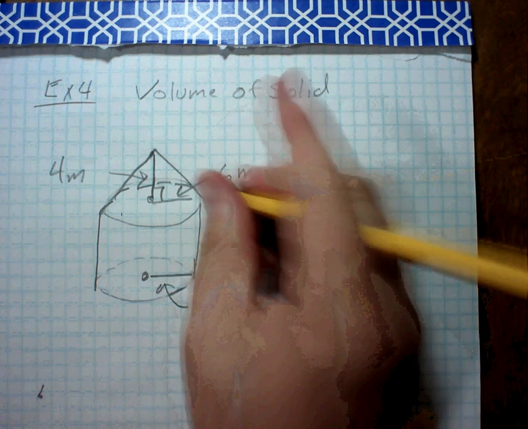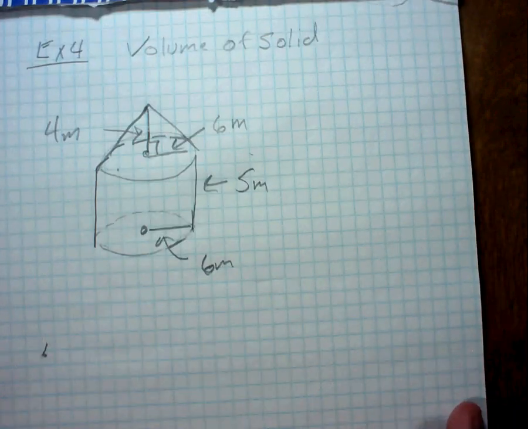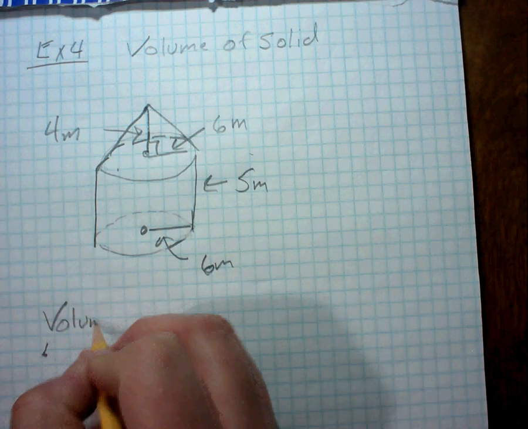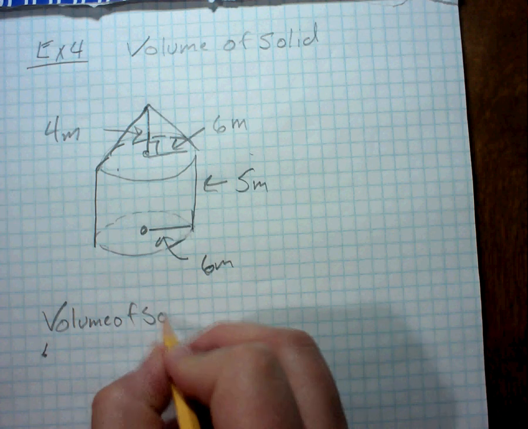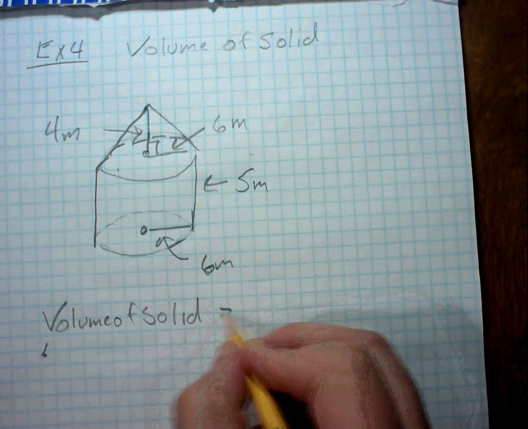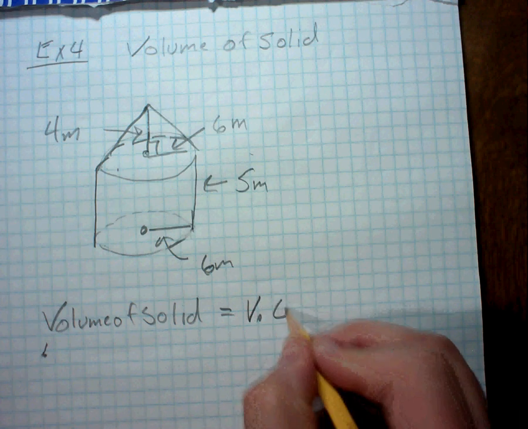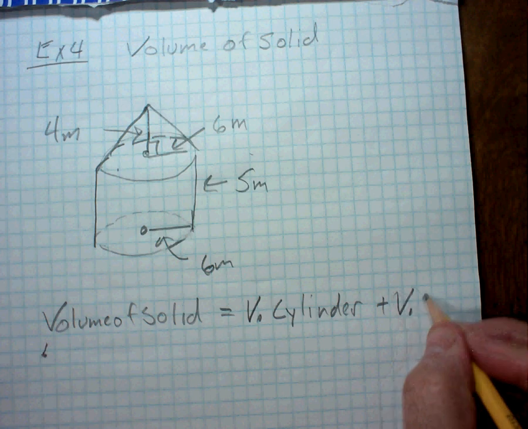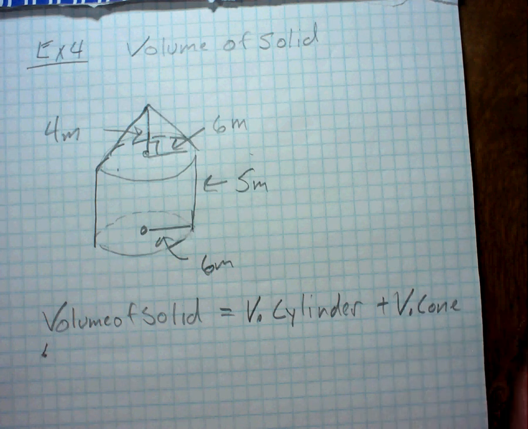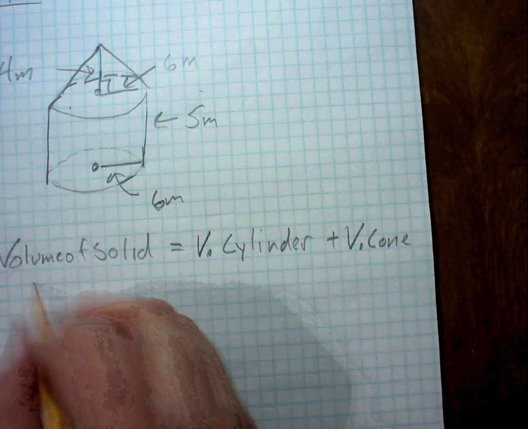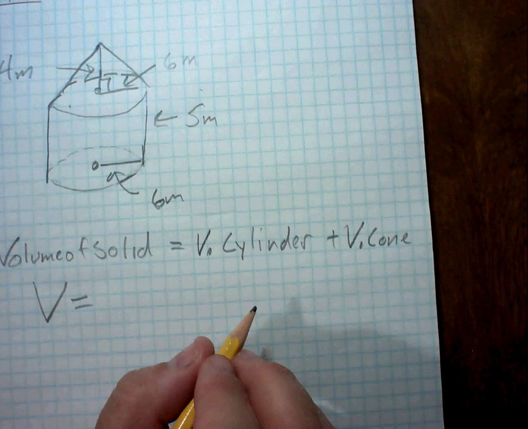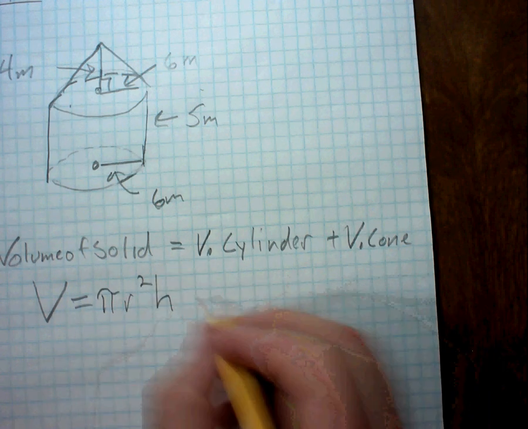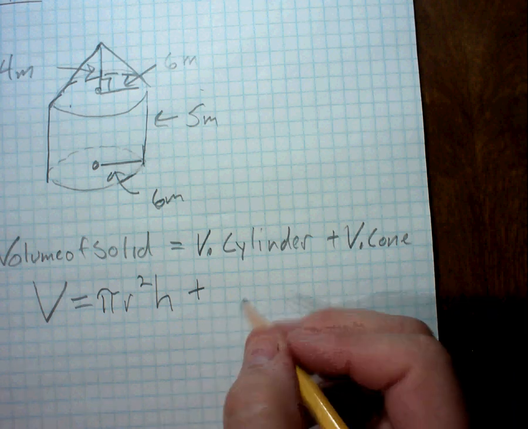Okay? So what we have is a cone and a cylinder combined. So what we really need is to find the volume of the solid. What we're going to have to do is find the volume of the cylinder and then add that to the volume of the cone. So our total volume is going to equal the volume of the cylinder, and if you remember, that's just pi r squared times the height, plus basically the same thing.